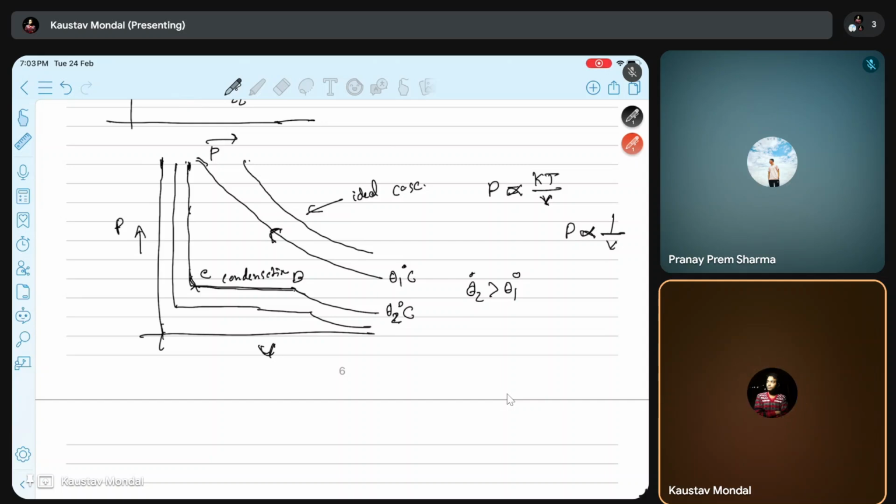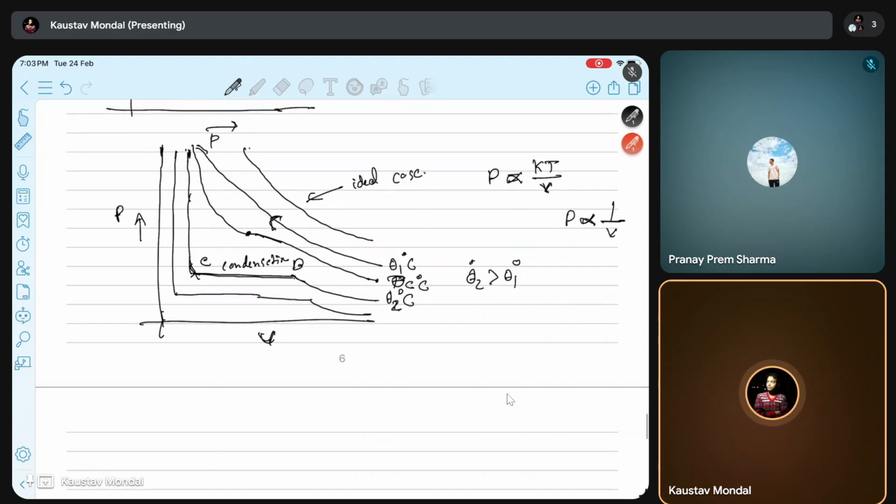And there is a critical temperature to get this condensation. That critical temperature is basically the temperature where the condensation just begins, where you just get this plateau curve. Let's call it theta C, that is the critical temperature. At that critical temperature and at that particular pressure, which is known as the critical pressure, this condensation just starts.